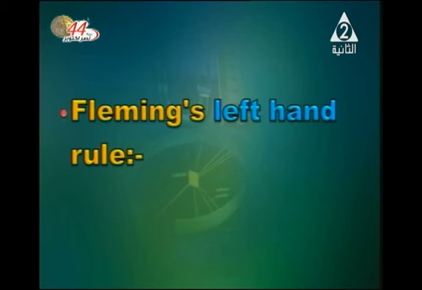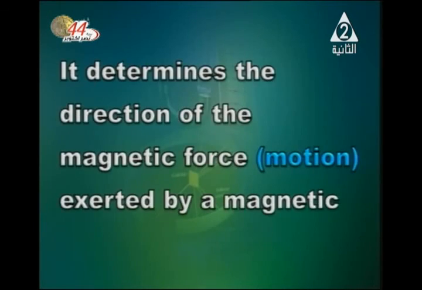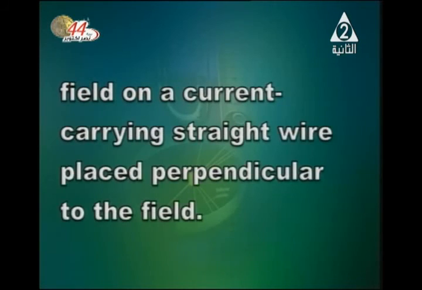One use of Fleming's left-hand rule. Do you remember Fleming's? We use Fleming's rule when current causes motion: when we've got a current carrying straight wire placed in a magnetic field, the wire experiences a force and it moves, and we want to determine the direction of motion. It determines the direction of the magnetic force exerted by a magnetic field on a current carrying straight wire placed perpendicular to the field.